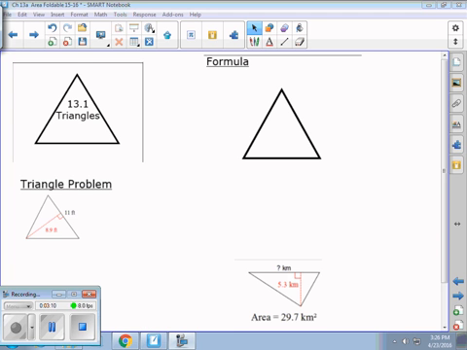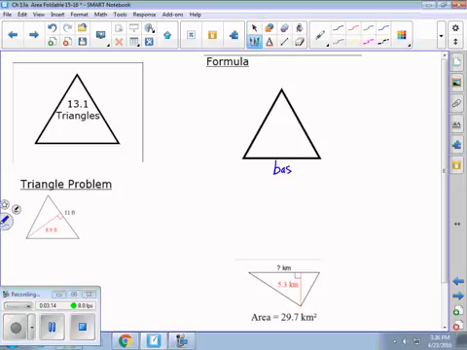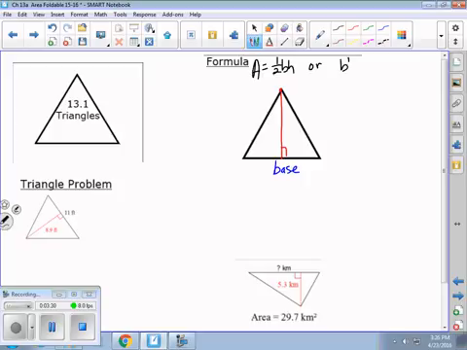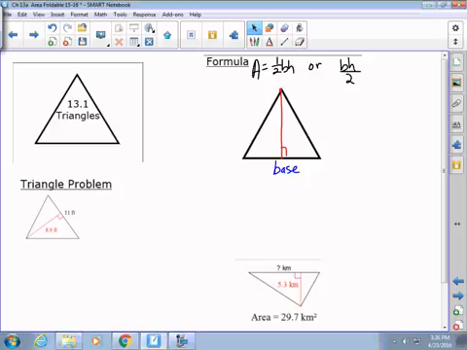Okay, so key information. Our base is still at the bottom. There's our base. Our height still goes from a vertex straight down to the base. It has to be perpendicular. And our formula for a triangle, on your formula chart, you have 1/2 base times height. But as our video showed us, we could say base times height divided by 2. Alright, so we need to get that triangle labeled, and then we're just going to apply that formula to the triangle.